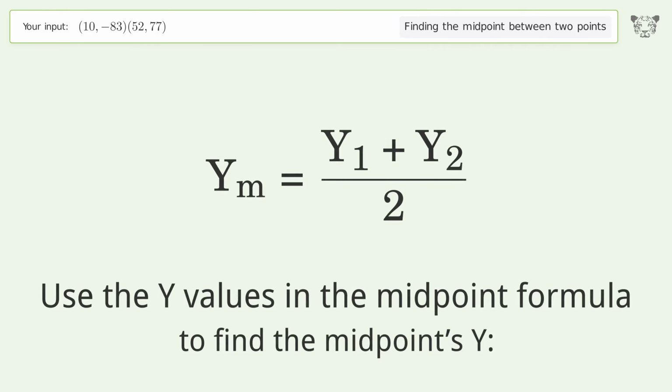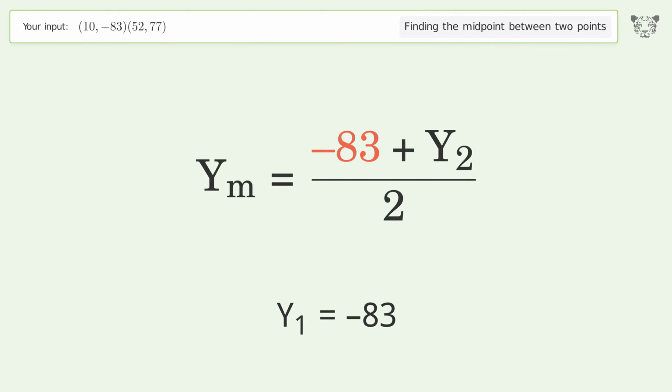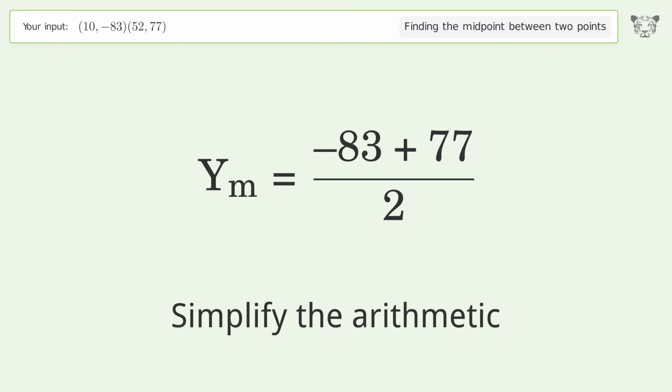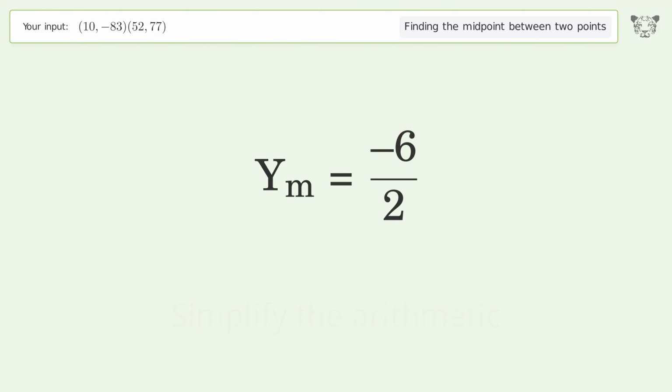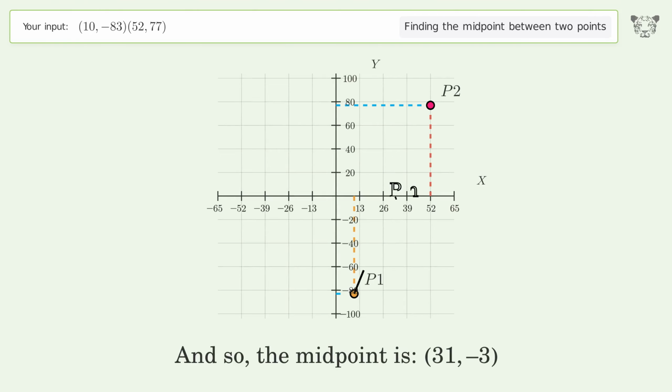Use the y values in the midpoint formula to find the midpoint's y. y1 equals -83. y2 equals 77. Simplify the arithmetic. And so, the midpoint is 31, -3.